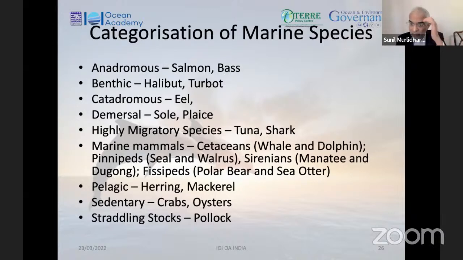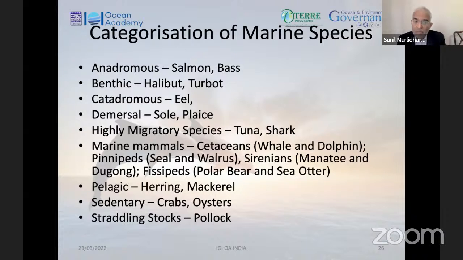Then demersal fish. Demersal are those which are at depth, and these are sole and plaice. Now, highly migratory species. These species could be traveling tens of thousands of kilometers in a year. Typically, all tunas are considered to be highly migratory fish. They migrate across the ocean, and they migrate both vertically in the water column and horizontally, altitudinally and latitudinally, whatever you like to call that. So tuna is one good example. Most sharks are also highly migratory species.